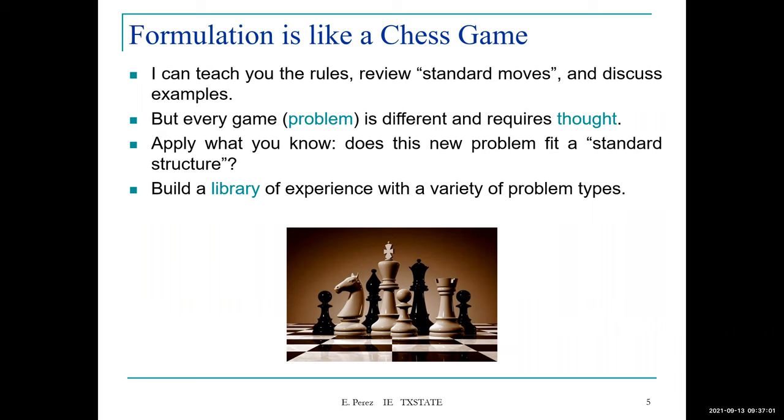So apply what you know. Does this new problem fit the standard structure? So for example, if this is a production planning problem, is the answer yes? So I can go look at that production planning model and I can start with that. So you will build a library of experience with a variety of problem types. And we're going to start building that library today.